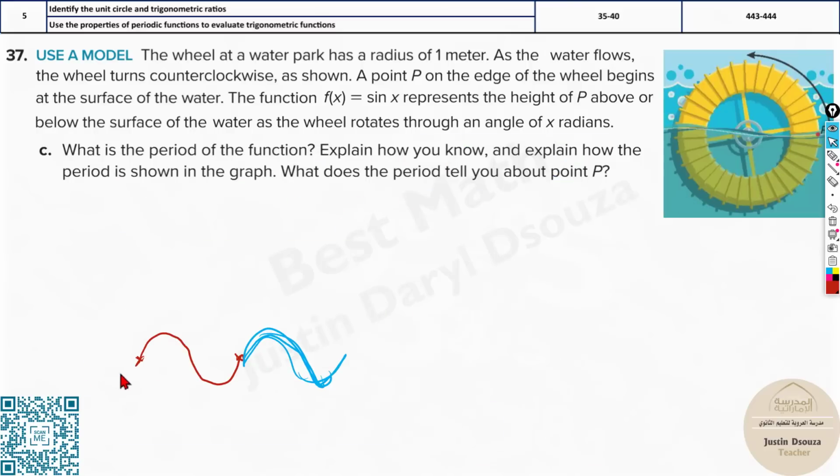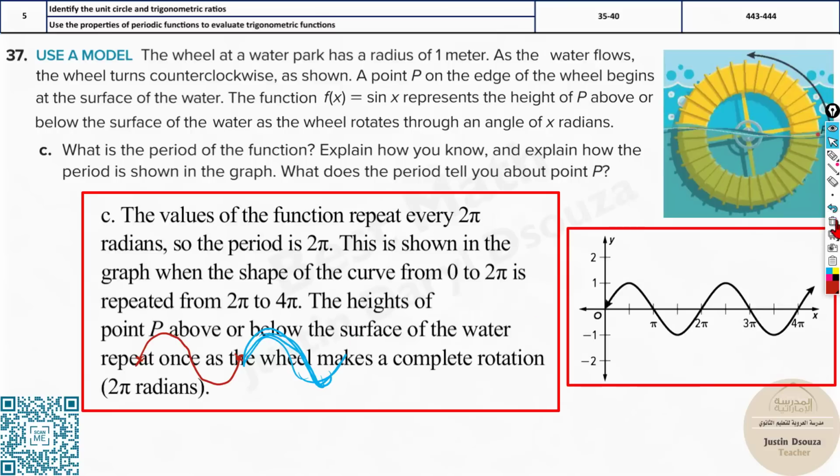How do you know? You can just observe the graph from 0 to 2 pi. It's all unique values. See, it goes up, down. But now the movement is repeated, so that's why it's the period. So here you can see there is another way of answering. But as long as you understood it's repeating, that's the period. That's the main purpose of period, to understand from where onwards the graph repeats itself.